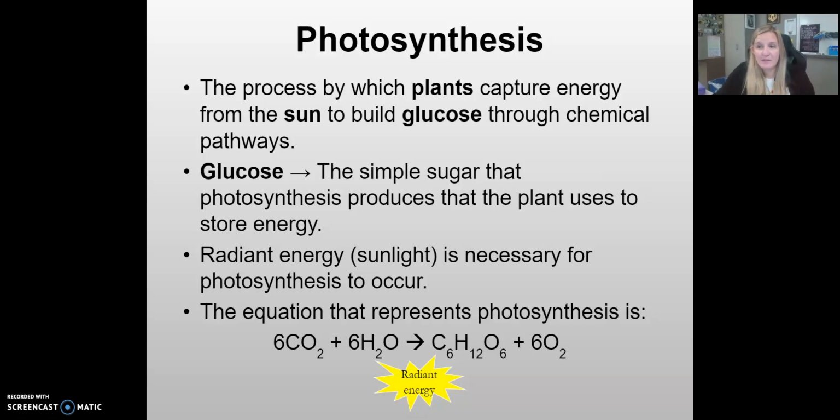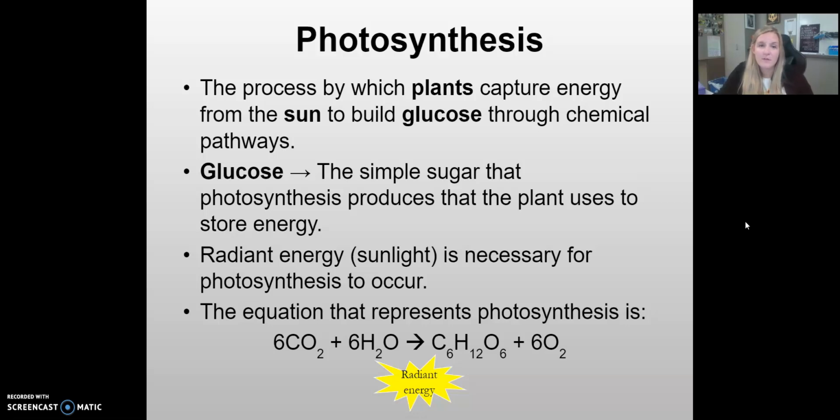Welcome back. We are going to continue our lecture on cell energy by talking about photosynthesis. Photosynthesis should sound familiar to you as it is a concept that you did learn in 7th grade. We're going to just review those concepts today to make sure that you are solid and give you a little bit more information.